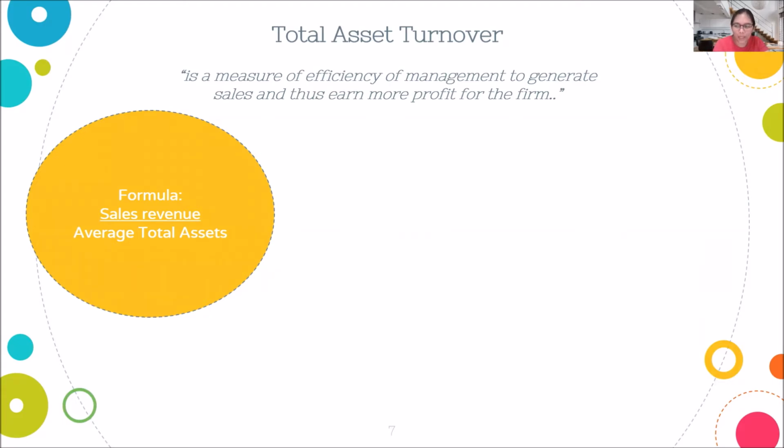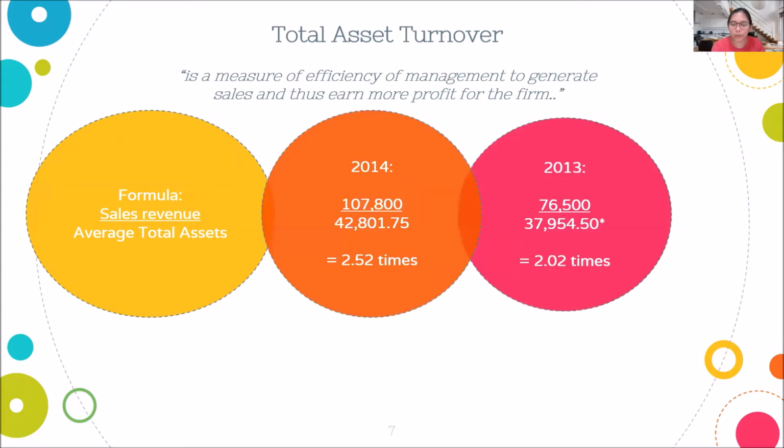Kaya lang, syempre, depende yon when you are having an exam, depende kung ano yung gagawin natin. But if you were to ask me, you really have to do it on the average. Okay, so when we say asset turnover, that's our formula. As computed, in 2014, it's 2.52 times, and in 2013, it's 2.02 times. So meaning, 2.52 times nakapag-generate ng income because of the assets that we invested in the firm.